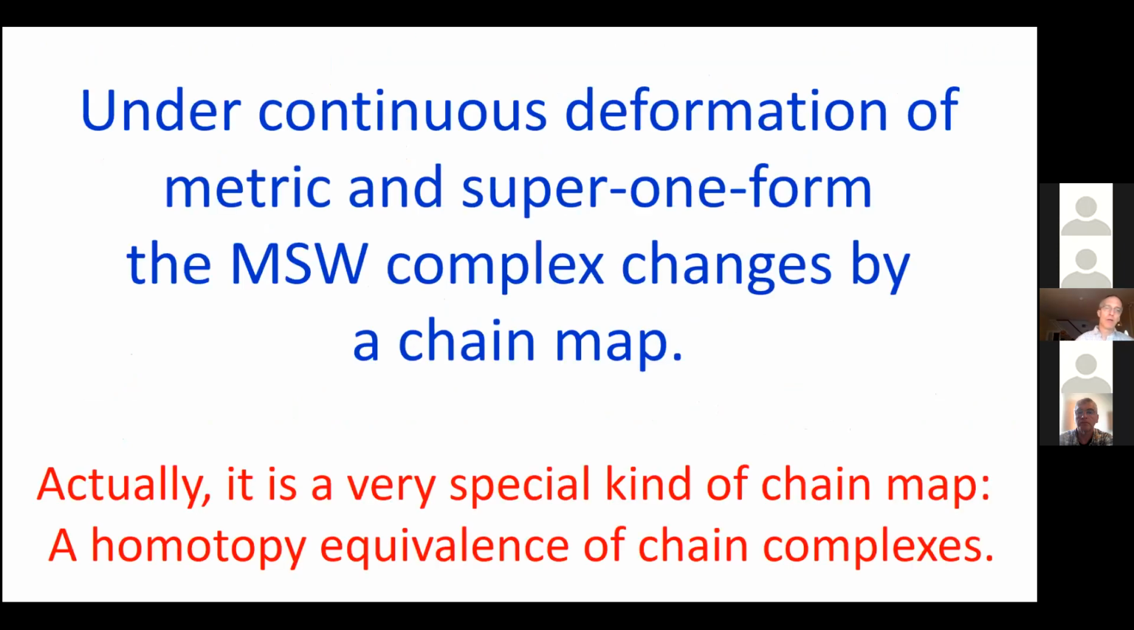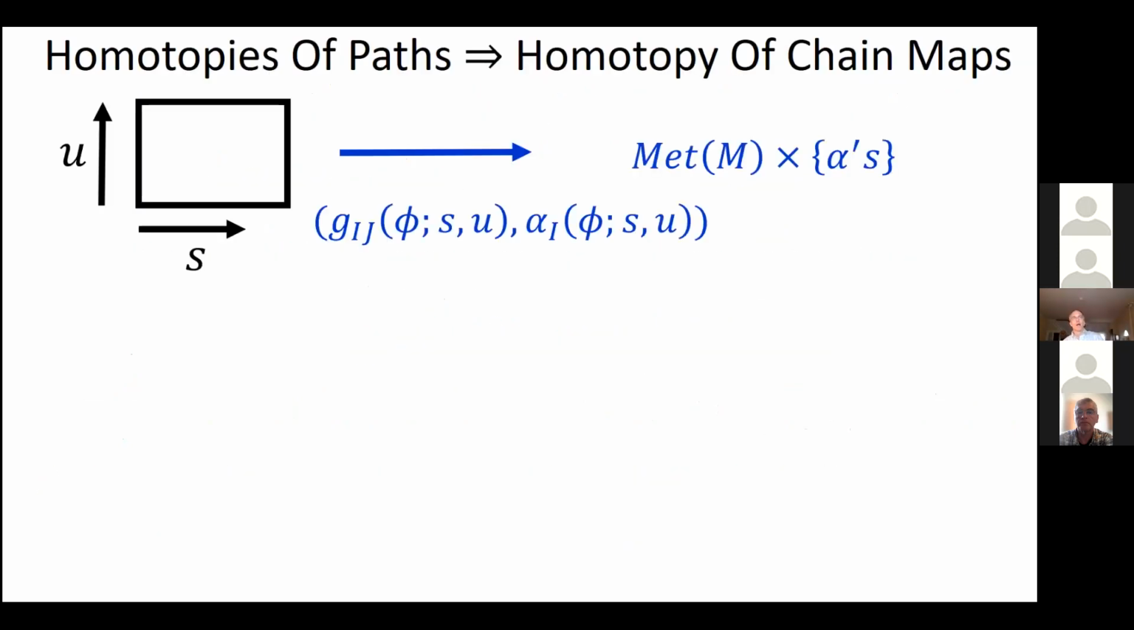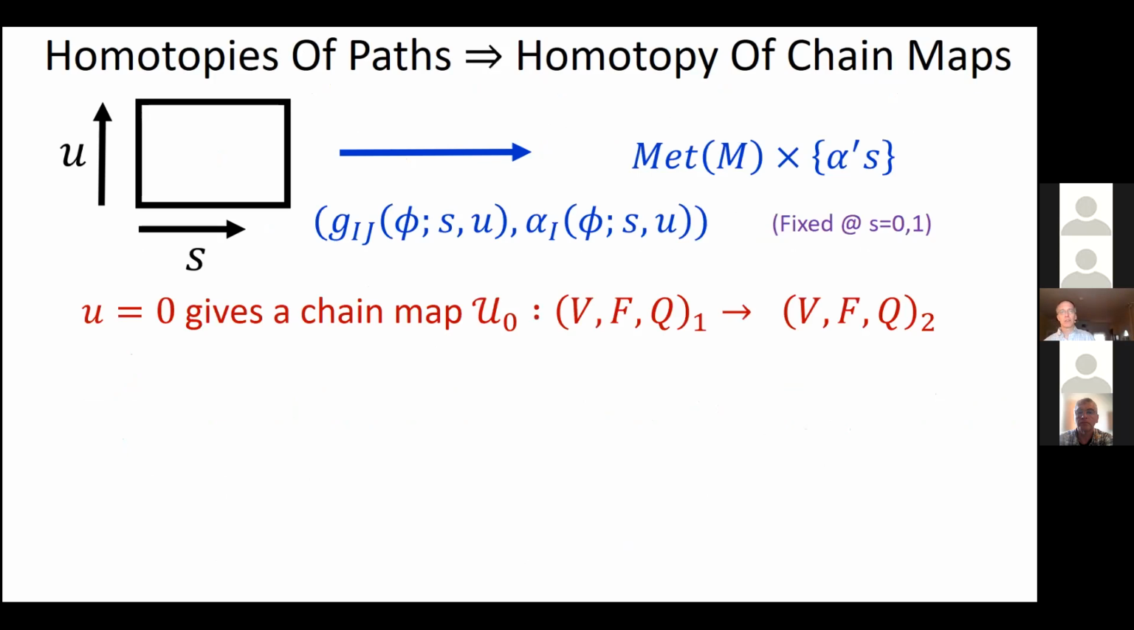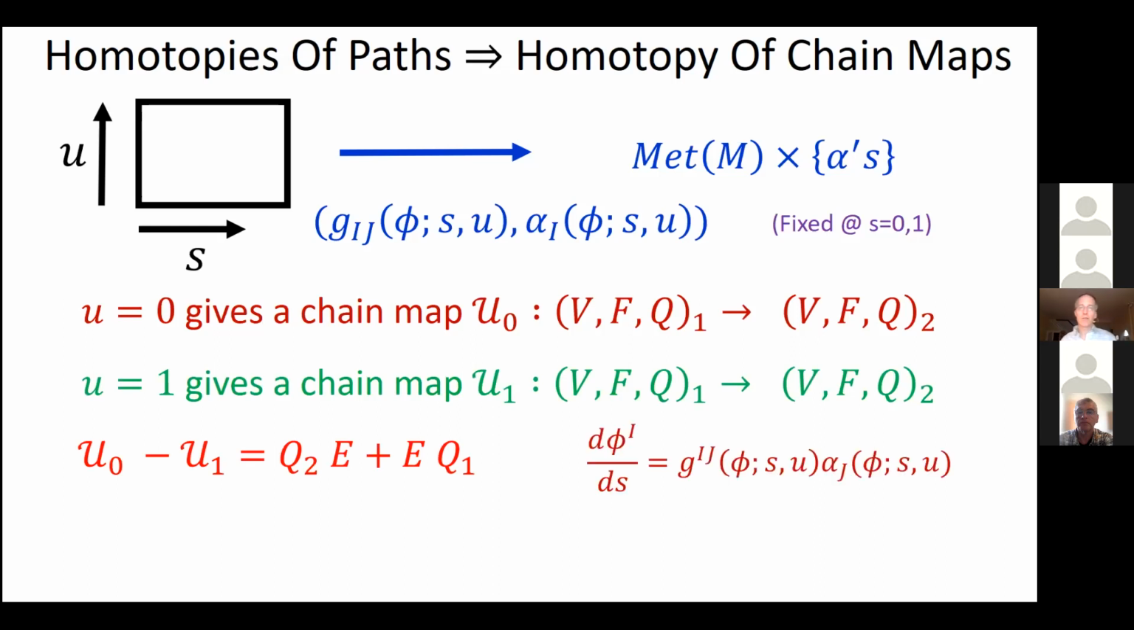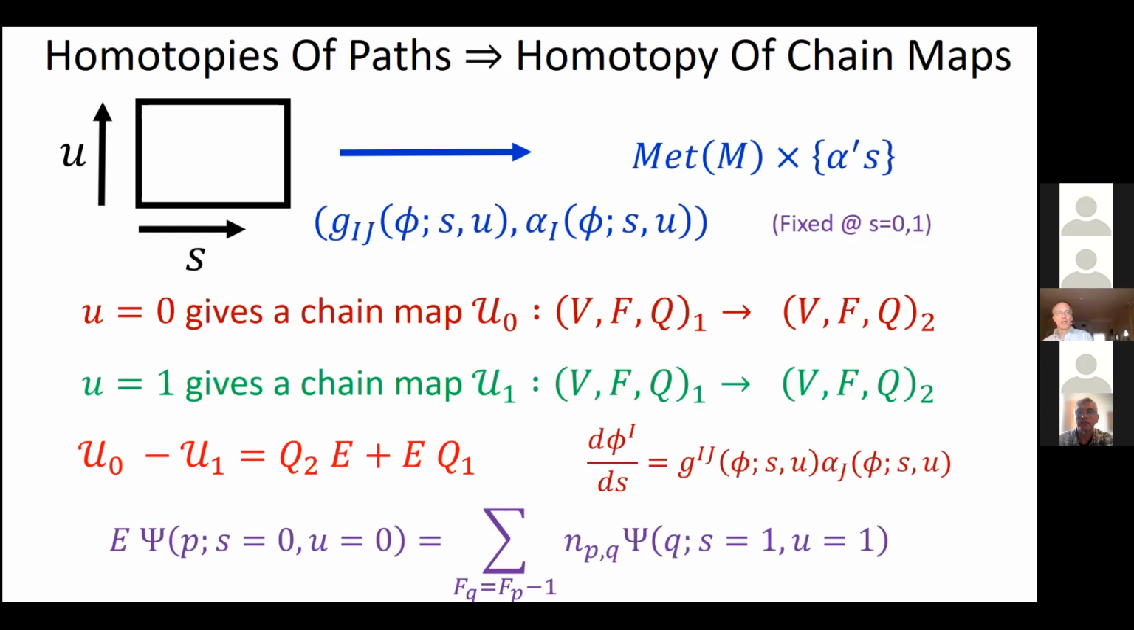So let's recall what that means. If we have a path of paths, in other words, a continuous map from the square into the space of all metrics and super one forms with suitable boundary conditions, then at u equals 0, we get one chain map between the two complexes. And at u equals 1, we get another one. And you can show that the difference of these two chain maps is, again, Q exact in this sense, where you can actually define this operator E, now mapping fermion number F to fermion number F minus 1, again, counting solutions of these equations.